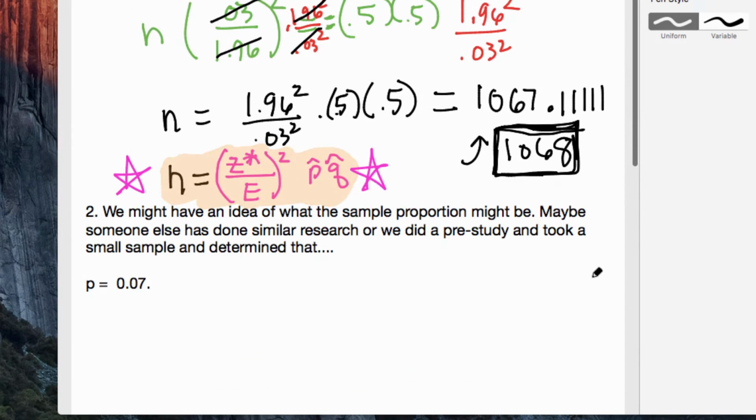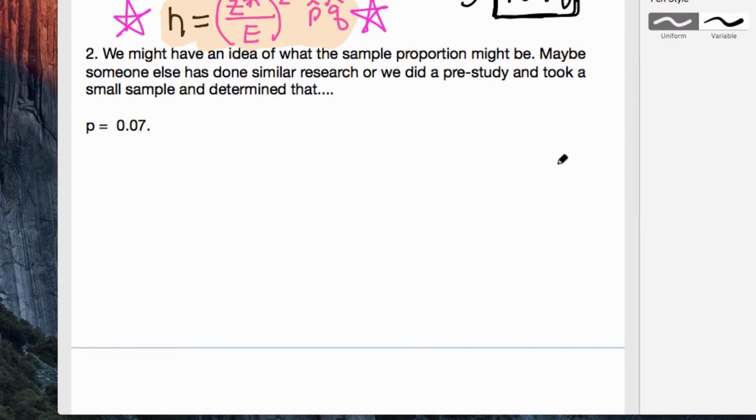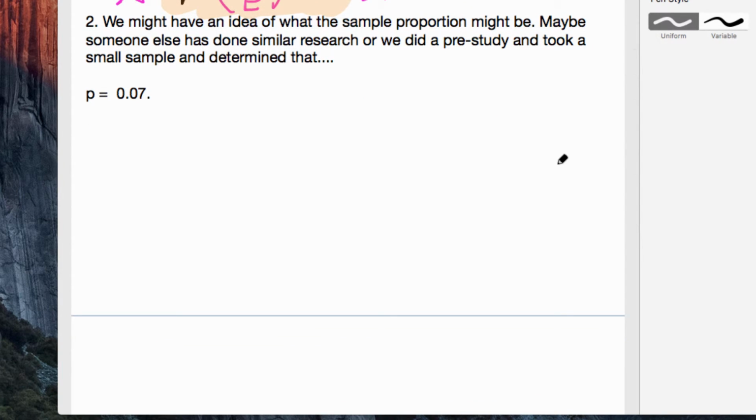All right, so it takes just a little over 1,000 people to get a margin of error of 3% at 95% confidence. So let's look at our second option. This is if we had done some sort of pre-study, or maybe someone had done other research, or maybe you just happen to know what p hat might be. So maybe you happen to know that p hat is not 0.5, but it's closer to 0.07.